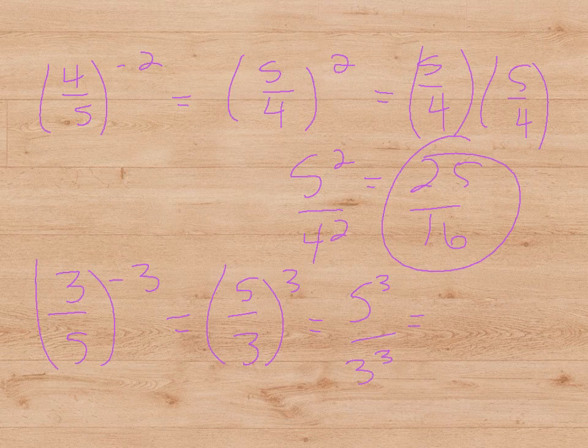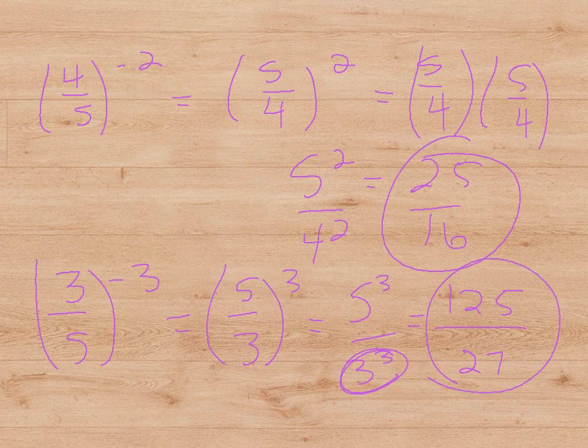So 5 to the third literally means 5 times 5 times 5. So 5 times 5 is 25, times another 5 is 125. 3 times 3 times 3 would be 3 times 3, which is 9, times 3 again, which is 27. I know those don't reduce because the only number that made up the bottom of the fraction is 3, and the only number that made up the top of the fraction is 5. So 3 and 5 have no common factors. And that's a wrap. Hopefully you know more about negative exponents.